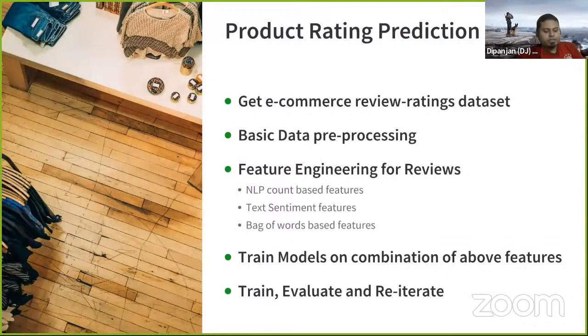Going into the next one, this is a standard classification problem where I take in an e-commerce review ratings data set. I do some basic text pre-processing, and then I do some iterative machine learning where I build separate feature sets each time using count-based features, sentiment features, and bag of words-based features. And I try to build a classification model to predict whether a product is a good product or a bad product.